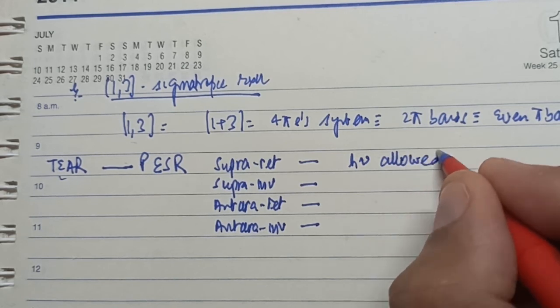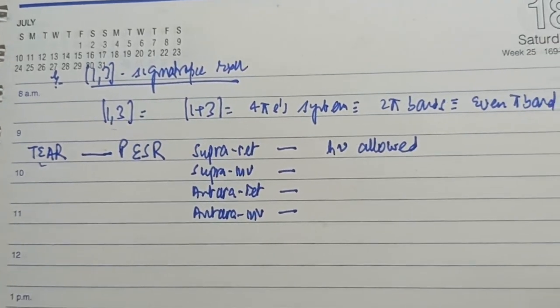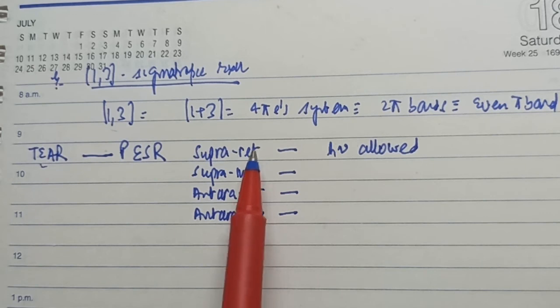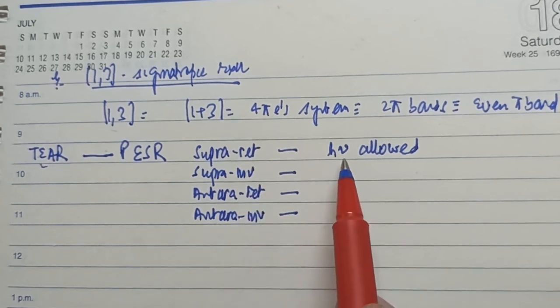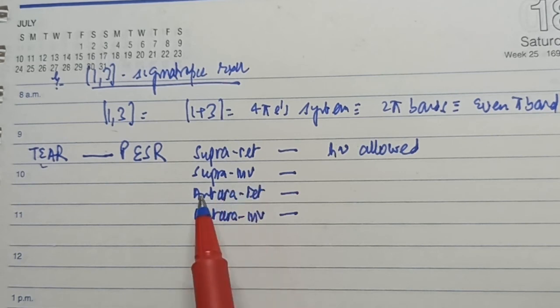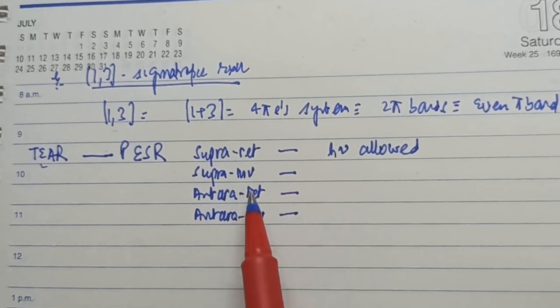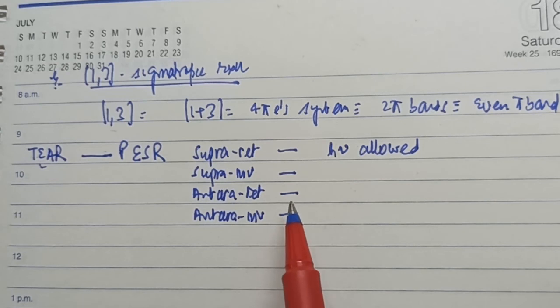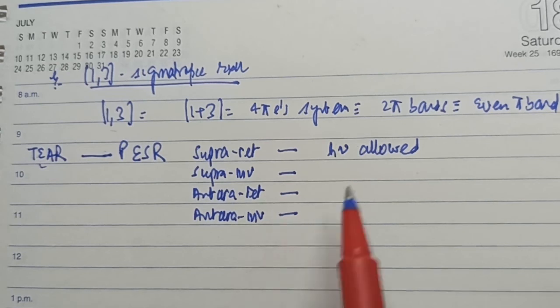Now, working out my logic and working out the results which I've already got, the same result I'll get for Antara inversion. That means Antara inversion would be also photochemically allowed, and the opposite result I'll get for supra inversion and Antara retention. That means supra inversion and Antara retention should be thermally allowed. Let's get the same results using the formulas.